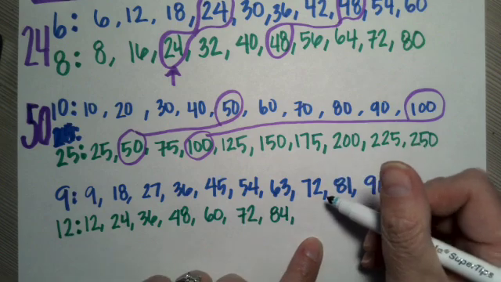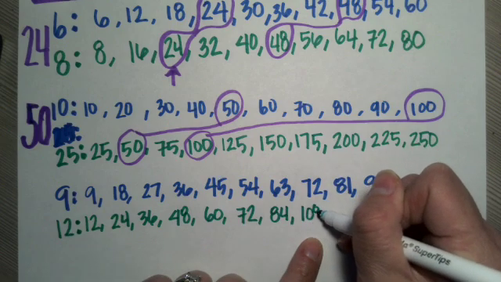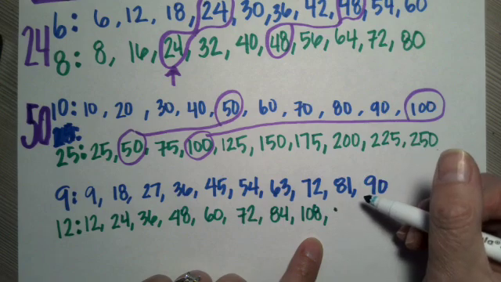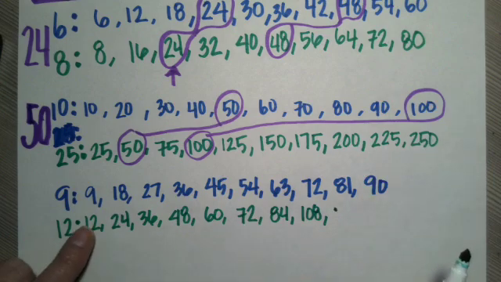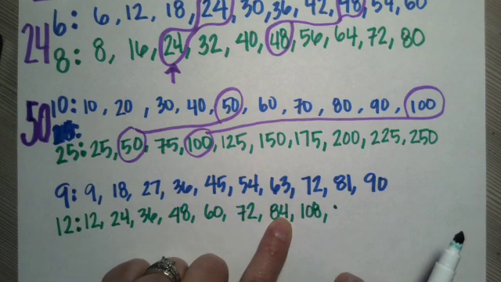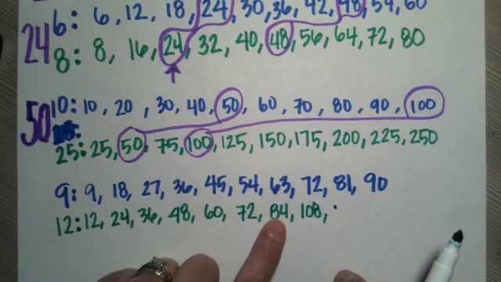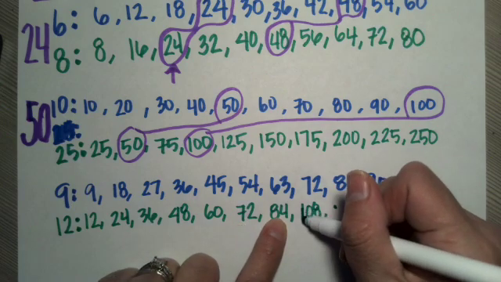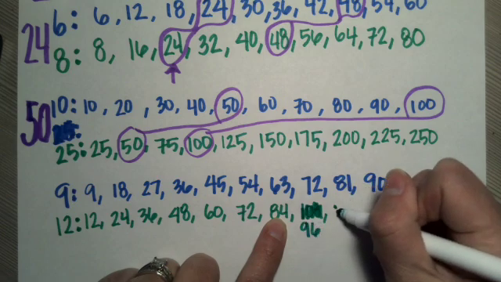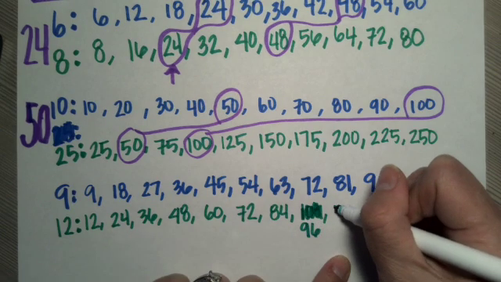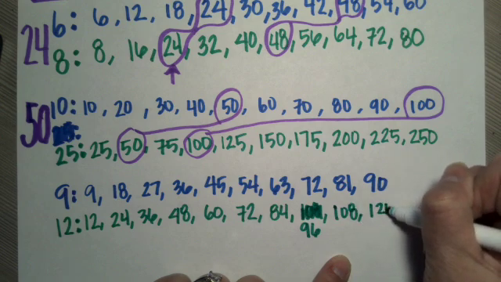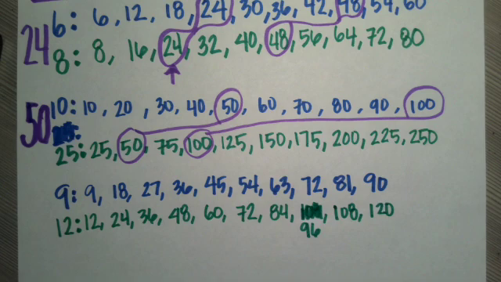And 12 times 9 is 108. And 12 times 10. Oh, did I get off? 1, 2, 3, 4, 5, 6, 7. We got 6, 7. Oh, 8. 12 times 8 is 96. 12 times 9 is 108. And 12 times 10 is 120. See, it doesn't take much to get out of whack.